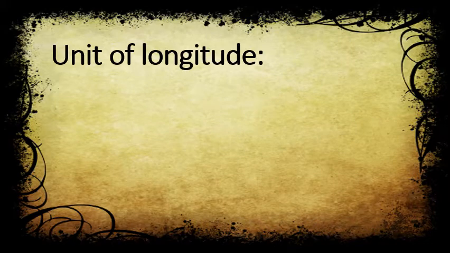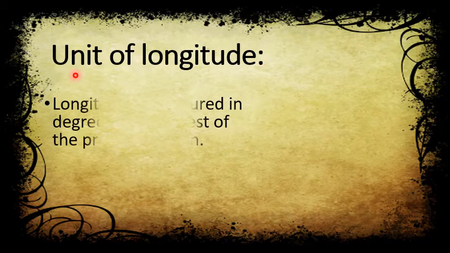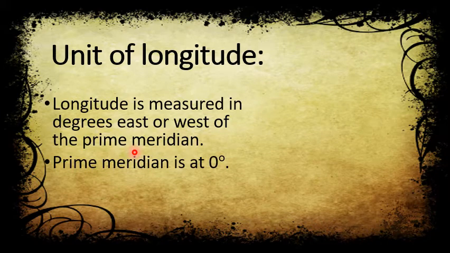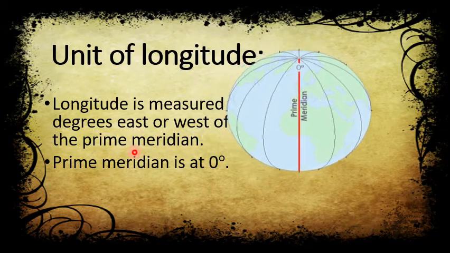Now here comes the unit of longitude. What is the unit? You have been taught in maths as well that whenever we measure something, we put a unit with the magnitude. So we know that there are 360 lines of longitude and they are very useful for us. They are imaginary lines but they help us to locate different locations. So longitude is measured in degrees east or west of the prime meridian, and the prime meridian is at 0 degree.